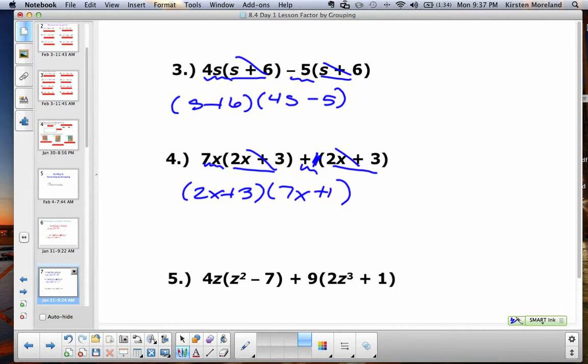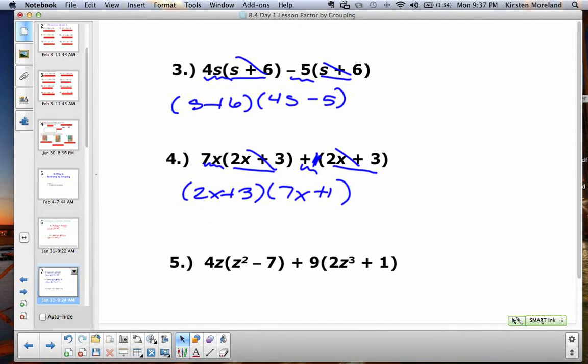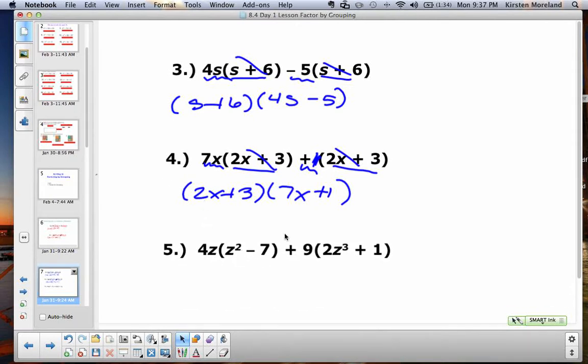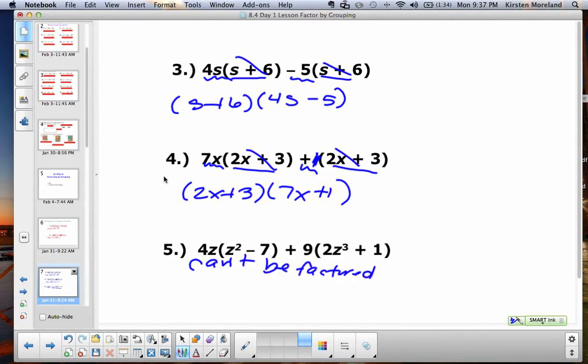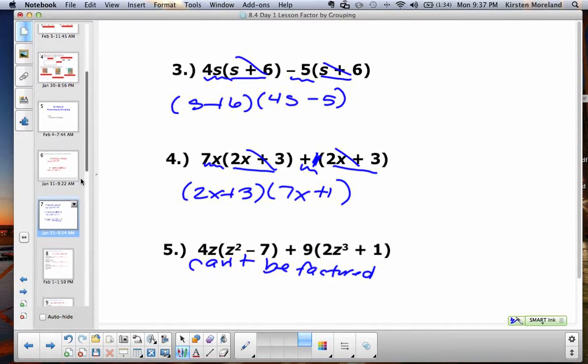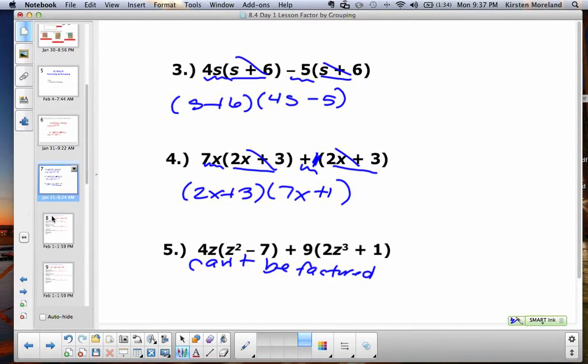Now number 5 is not on your note sheet for a reason. You notice you have a z squared minus 7 in your parentheses and a 2z cubed plus 1. This one can't be factored. So if you don't get a matching thing, that either means it can't be factored or you made a mistake. On the next problems, now we're going to jump into the big ones.